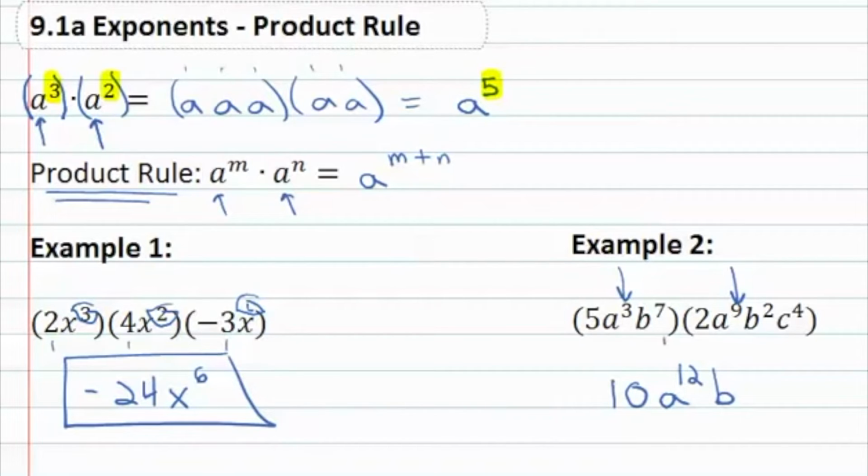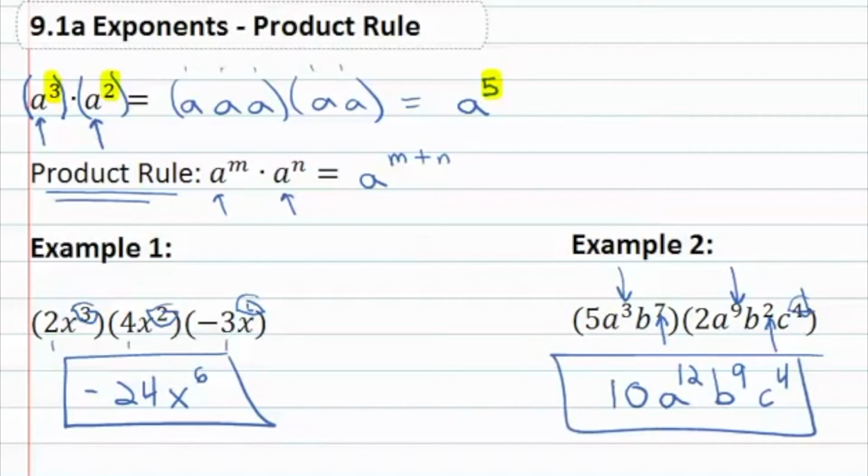For the b's, there's 7 here and 2 here. Let's add those together to get a total of 9. And finally, on the c's, you just have the c to the 4th. And so for our final simplified result, we have 10 a to the 12th, b to the 9th, c to the 4th. When we have the same base multiplied together, we will add the exponents. This is the product rule.